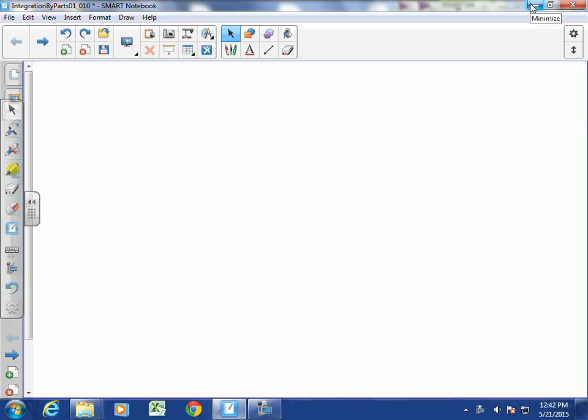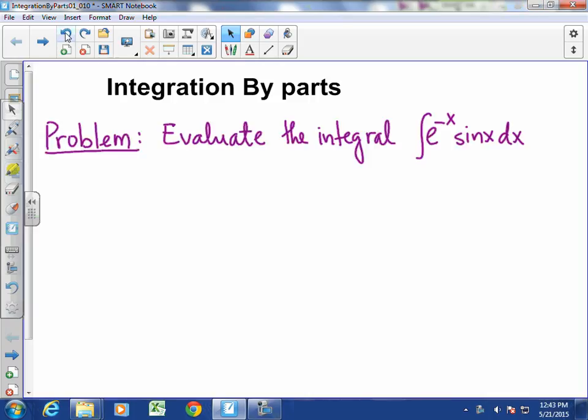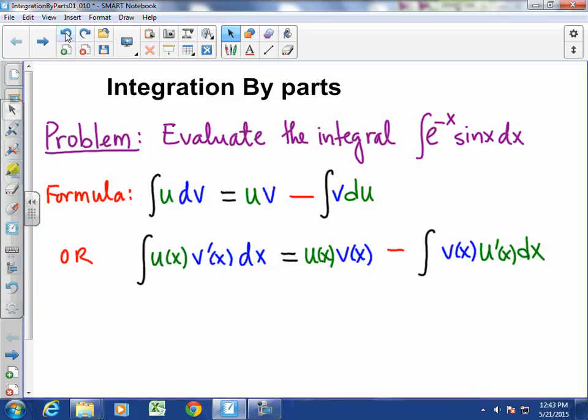In this short video, we are going to solve an integration problem using the formula for integration by parts. So evaluate the integral of e to the negative x sine x dx. Again, the formula for integration by parts is given here. So we need to determine what u of x is and what v prime of x is from the integral.